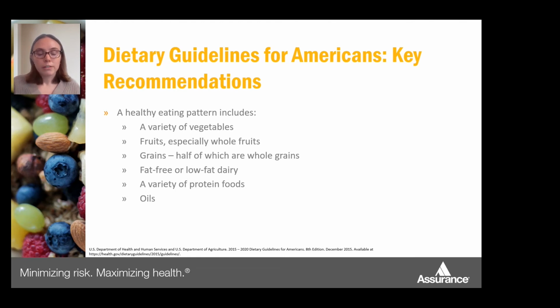So when we're thinking about grains, we do want to make sure that at least half of our grain intake is whole grains. So for example, this could look like eating oatmeal for breakfast. This could be a sandwich with 2 slices of whole wheat bread. And then at dinner, we choose to eat a side of brown rice. So some other examples of whole grains would be whole wheat bread, whole grain pasta, oatmeal, like I mentioned, quinoa, brown rice, farro, and even popcorn too is considered a whole grain.